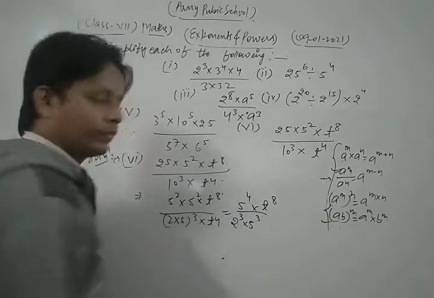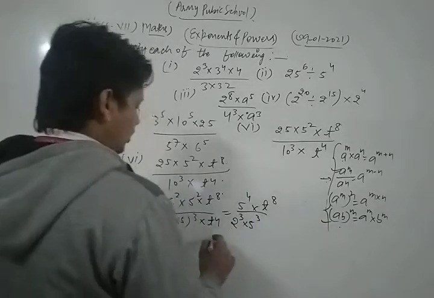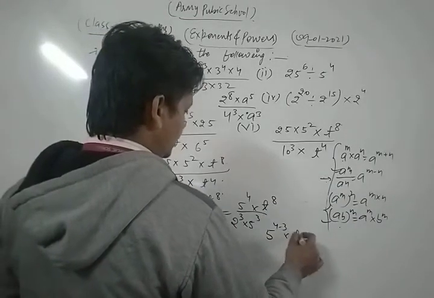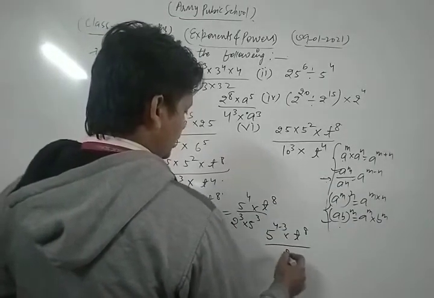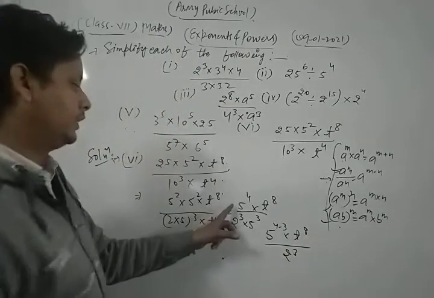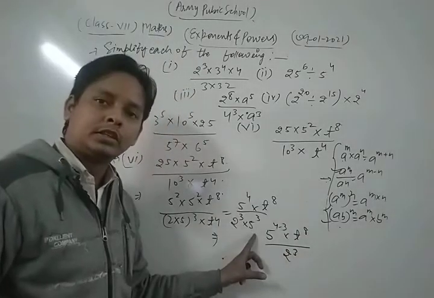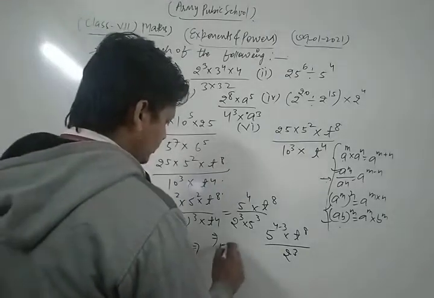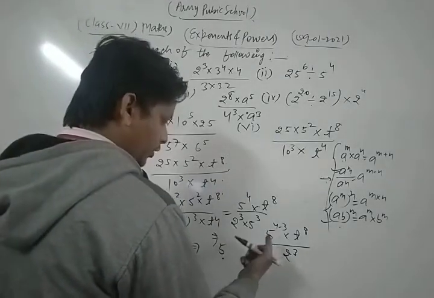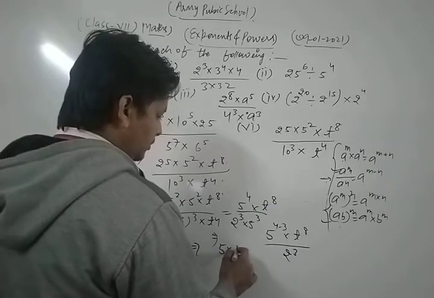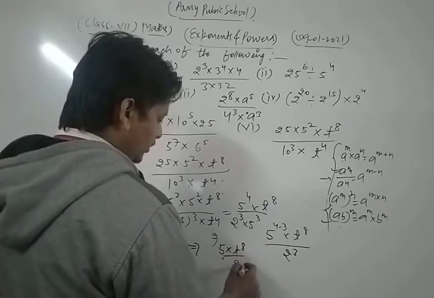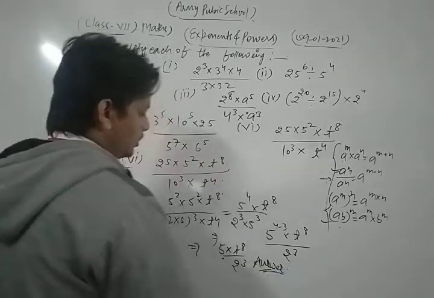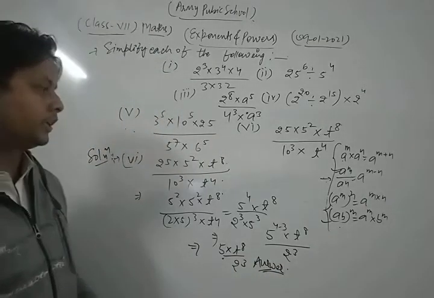We apply the laws of exponents. Now this is 5 power 4 minus 3 into t power 8 upon 2 power 3. Here we have 5 power 4 upon 5 to the power 3, so we can write it in this way. So we get 5 power 4 minus 3, which is 1, into t power 8 upon 2 power 3. So this is the required solution of the given question.